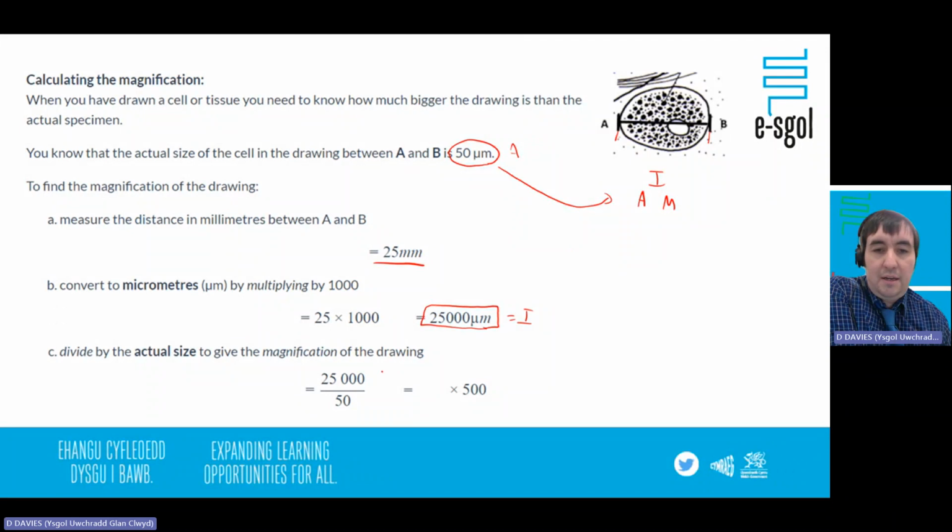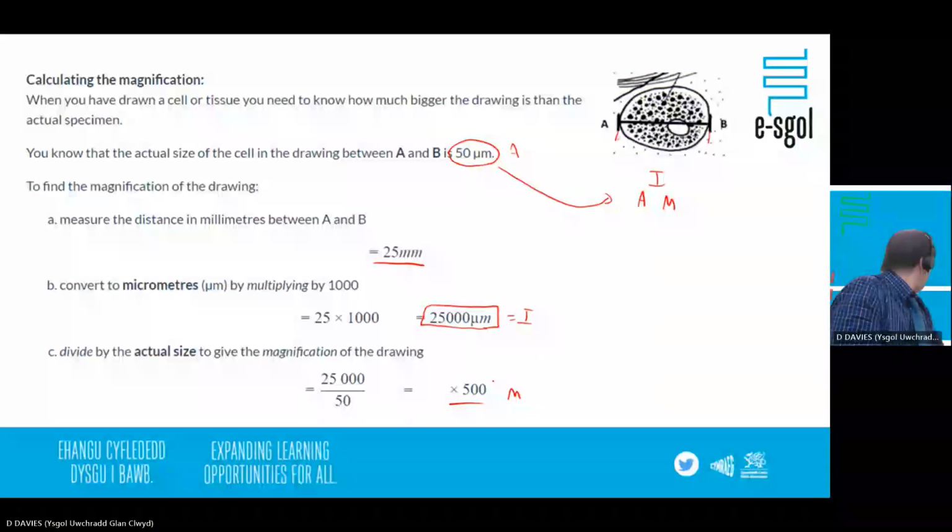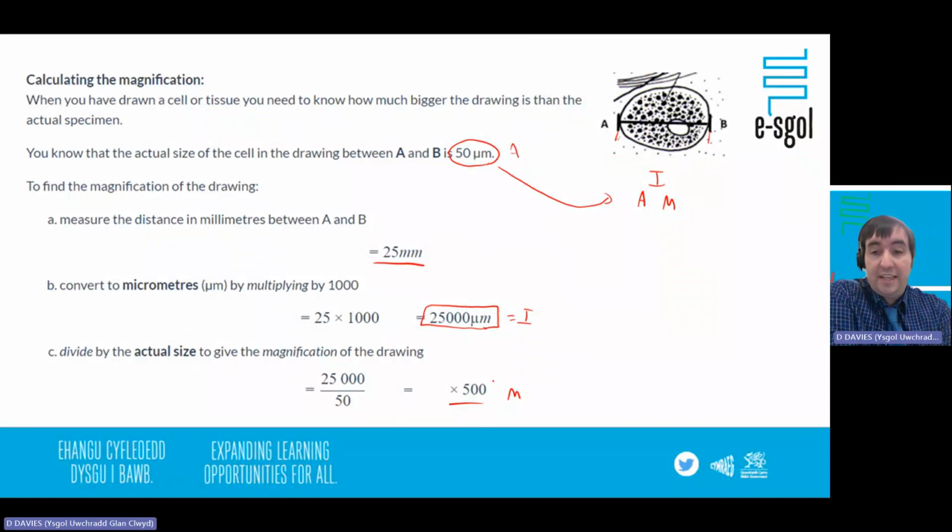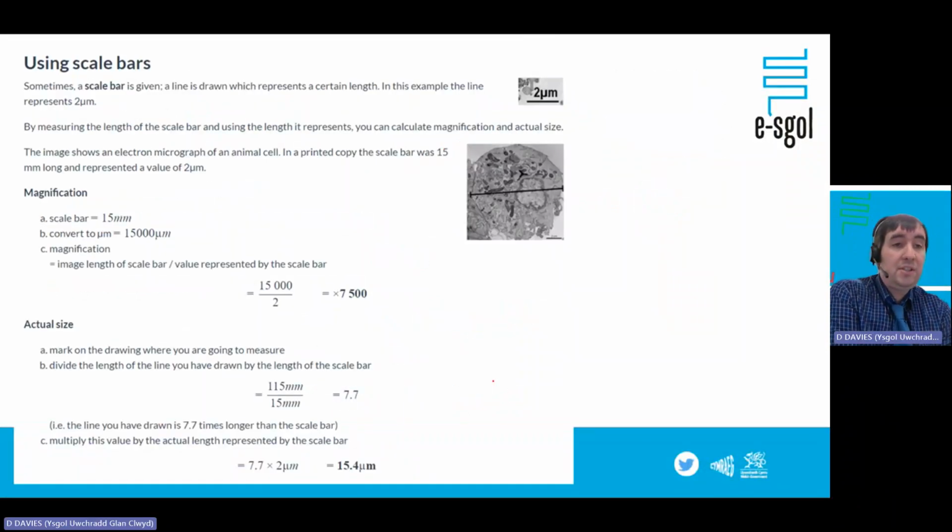So I over A equals M. Okay, so that is M. No units here, remember? Magnification, it's just how many times bigger it is than the real thing. Good job. Right then. So using scale bars.